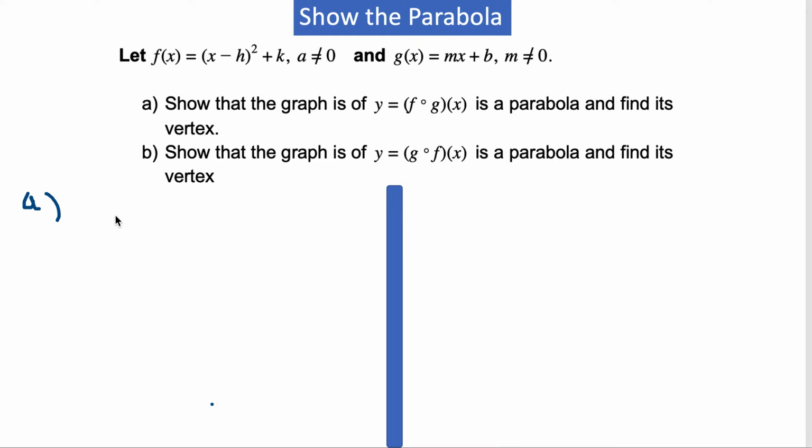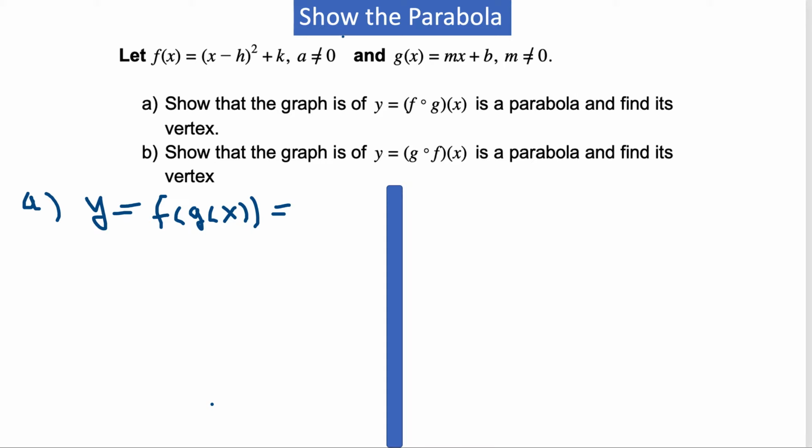So first of all, let's go to part A. If we want to find it, we can do it this way. Let me take a pen. Let me first write it in a different notation. This is a composition function, f of g of x, and it is going to be this form.